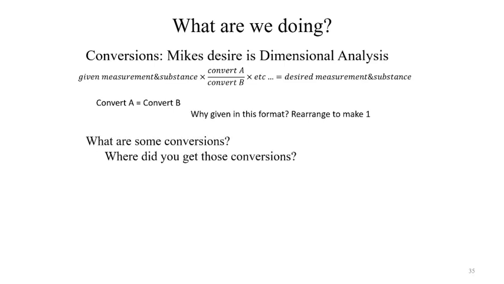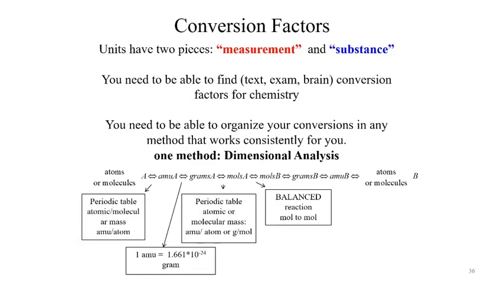Okay? We got the equalities for that, given in that format. That equality allows us to convert A to B or convert B to A. Okay? Where are those conversions? Where did we get them from? If they're measurement conversions, those measurement conversions are ultimately all chapter 2 stuff. You'll find it in the textbook, on your exam, or in your brain.